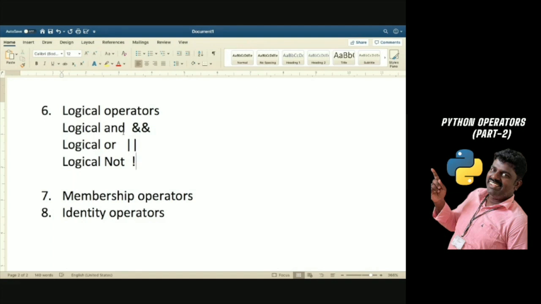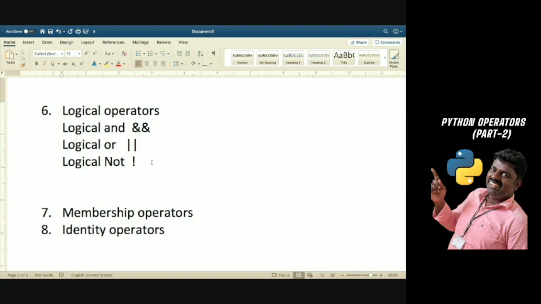See, for example, if I am going to do A is greater than B, and then I put a logical and, and then I compare whether A is greater than C. Got my point? So this is one relational operator and this is one relational operator. So this is a simple condition and this is a simple condition. We are going to put a logical operator in the middle. So this is called logical and.